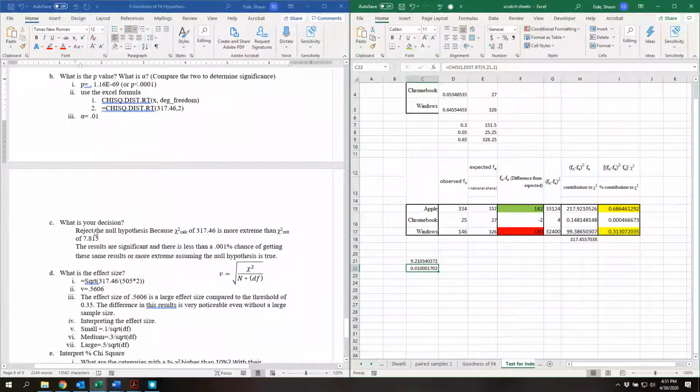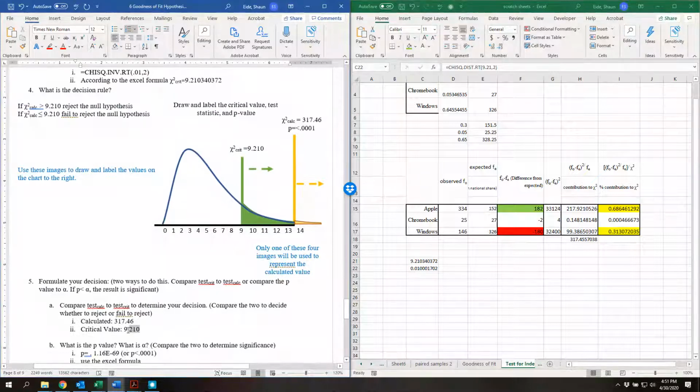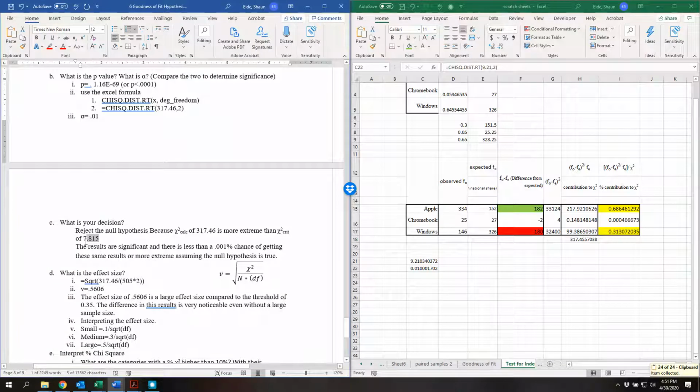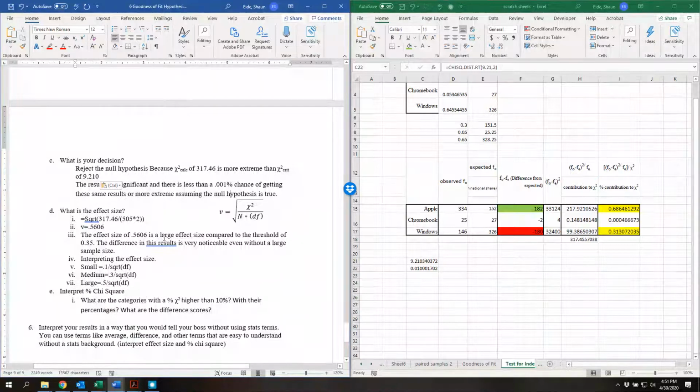So, what is your decision? We're going to reject the null hypothesis because the chi-squared calc of 317.46 is more extreme than the critical value of 9.210. Chi-squared calc is more extreme than the chi-squared crit value. So, that's the reason why we reject the null hypothesis.